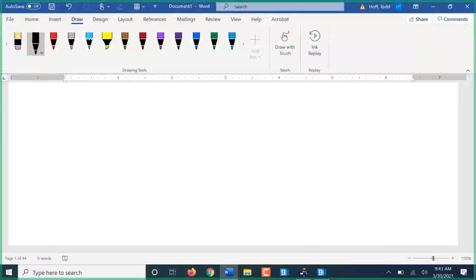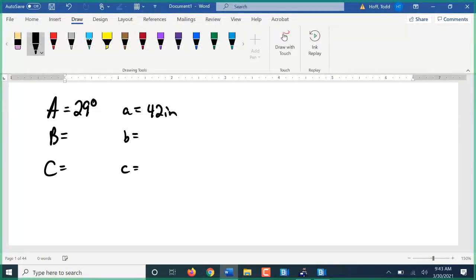One more example I want to review before we look at some other things. If I give you here that angle A is 29 degrees, side A is 42 inches, and side B is 70 inches. We have two sides and one angle, and we actually have a side and its opposite angle, so we're good to use the law of sines.